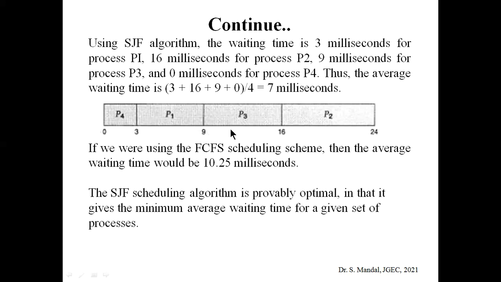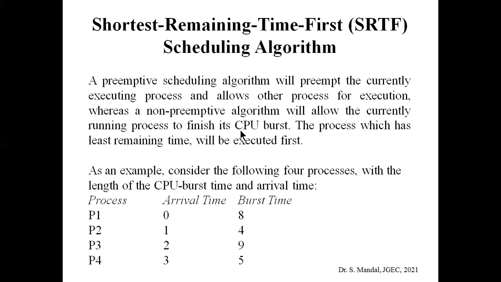So you can say that the SJF algorithm is probably the optimal scheduling algorithm. It can give the minimum average waiting time for a given set of processes. So this is the SJF algorithm, the shortest job first algorithm.